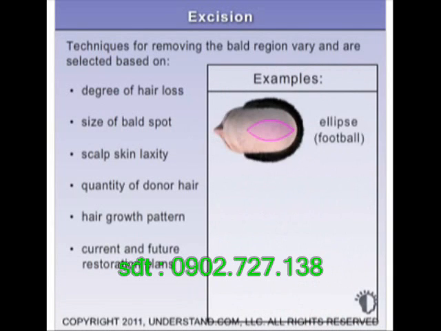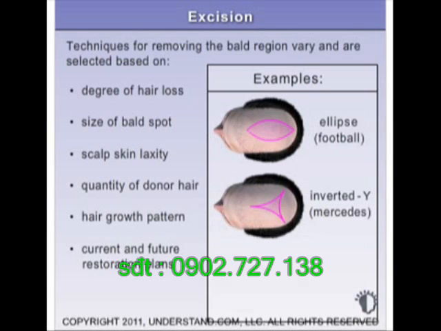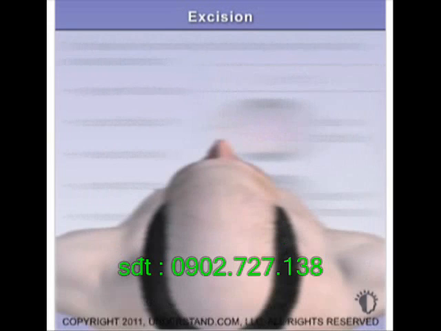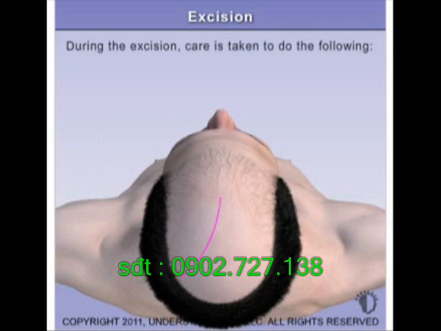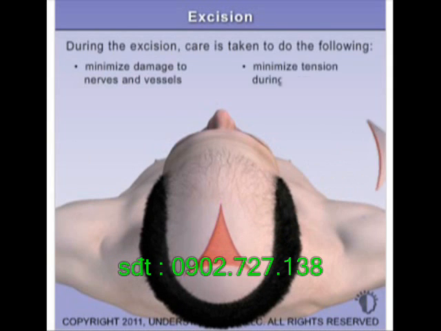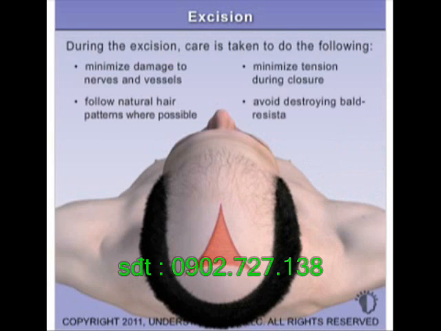Specific patterns, such as an ellipse, U-shape, inverted Y-shape, crescent, or what is known as the lazy S, are among the most frequently chosen. After a local anesthetic is administered, the incisions will be made to remove the desired width of tissue. Excision is done in such a way as to minimize damage to nerves and vessels, minimize tension on the scalp during closure, follow natural hair orientation patterns where possible, and avoid destroying bald-resistant hair follicles.